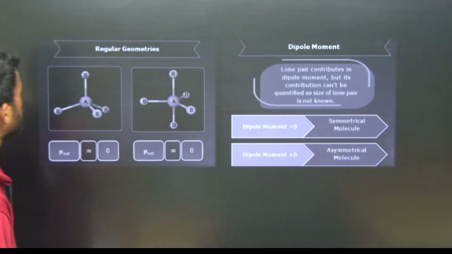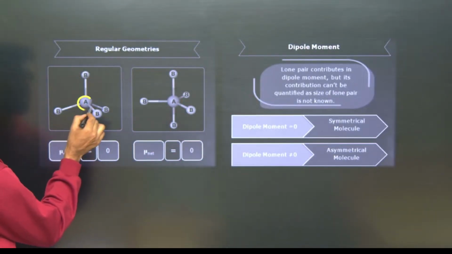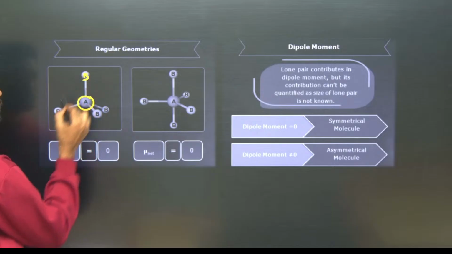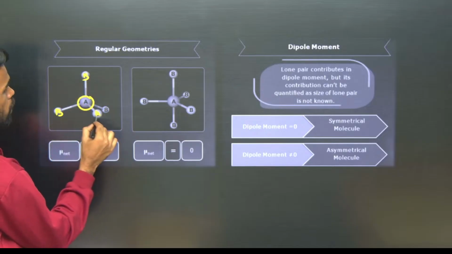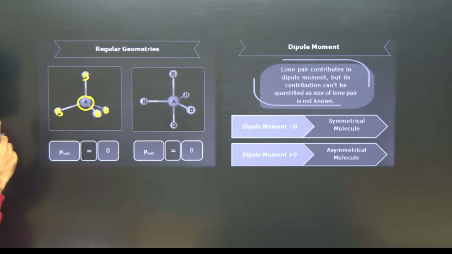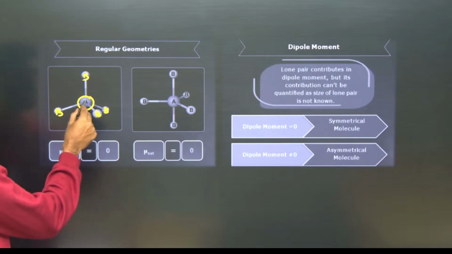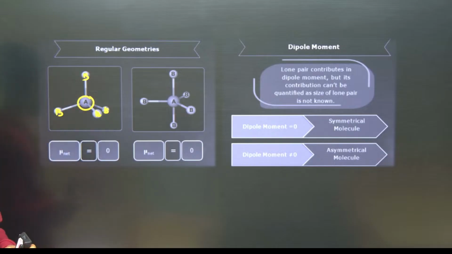So just look here. Here we have central atom A, and around it we have B atoms like this. Now all surrounding atoms are the same. So what is the hybridization of this central atom here?